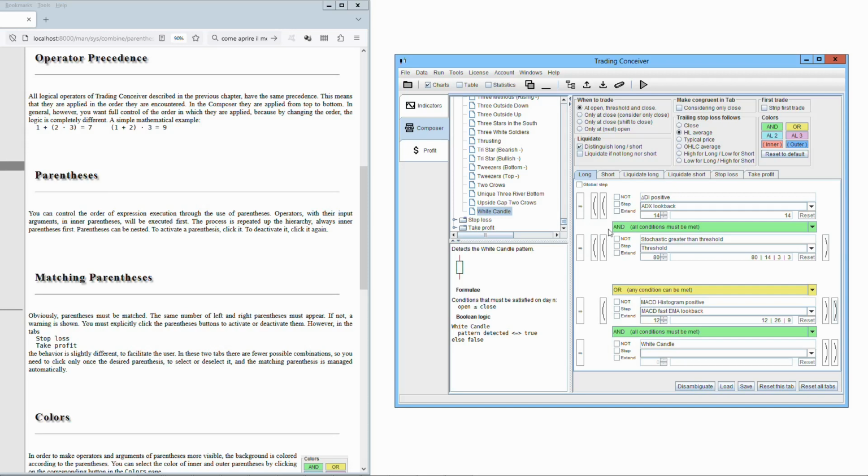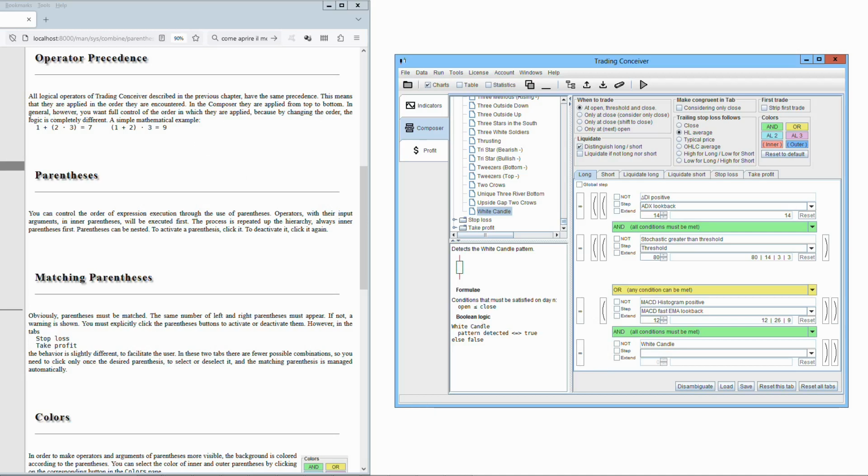All logical operators of Trading Conceiver described in the previous chapter have the same precedence. This means that they are applied in the order they are encountered. In the Composer, they are applied from top to bottom. In general, however, you want full control of the order in which they are applied, because by changing the order, the logic is completely different.